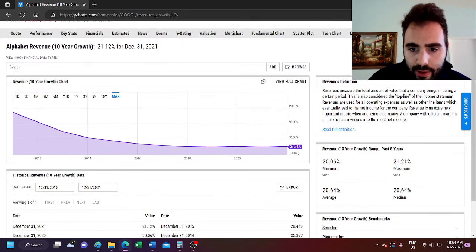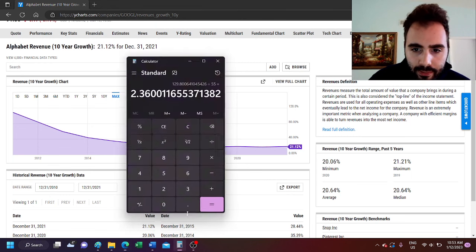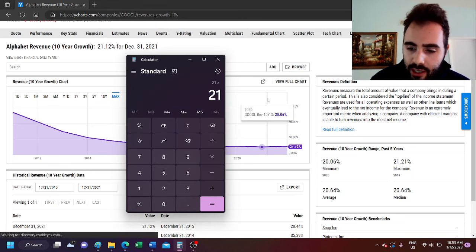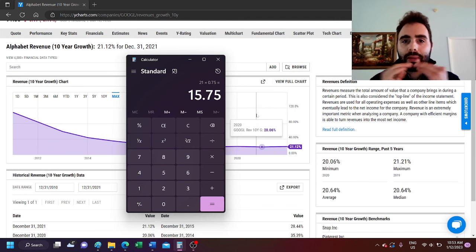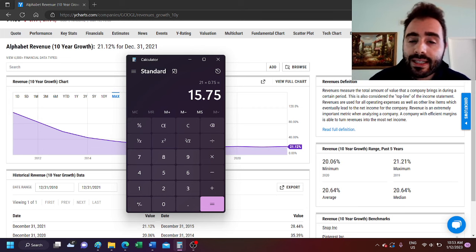So Google's 10-year revenue growth was 21%. And what I do is I just take 75% of that number, because I want to be conservative. Revenue growth is almost always slower than net income growth. If net income growth was slower, then I'd use the net income growth. But Google's net income growth is way higher than its revenue growth, so I'm using revenue growth because it's conservative. We're going to take 16% as our growth rate.